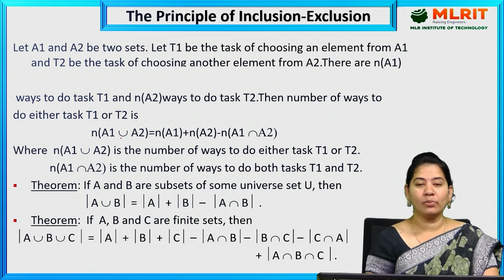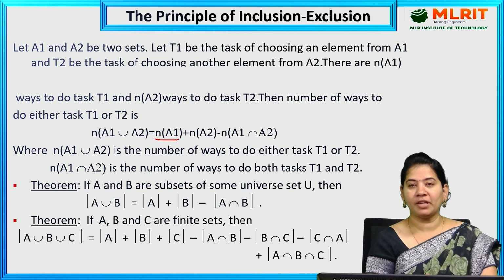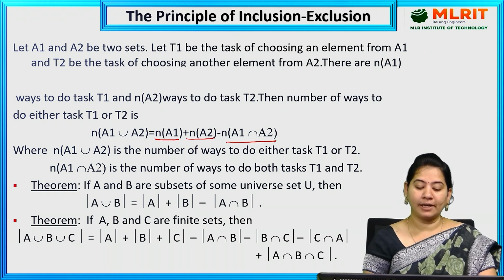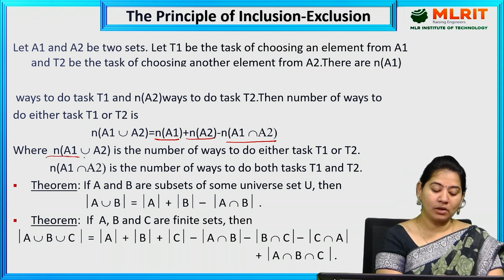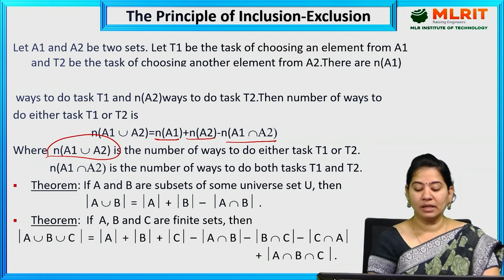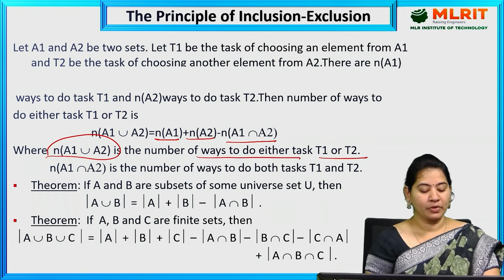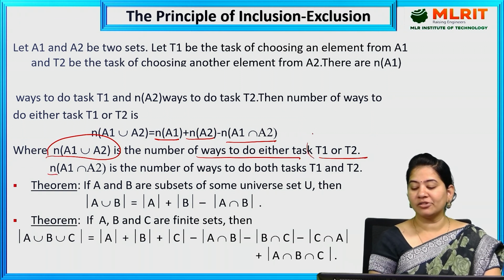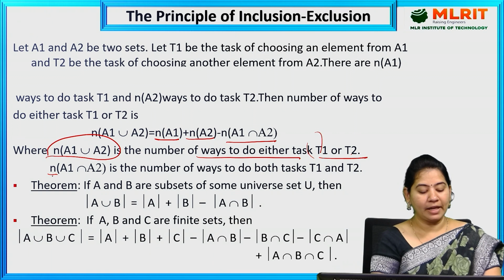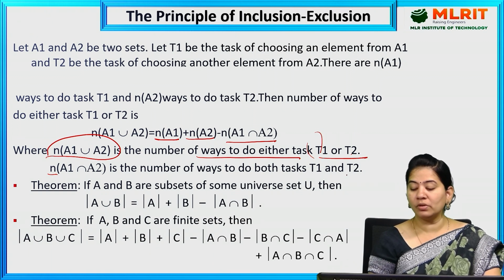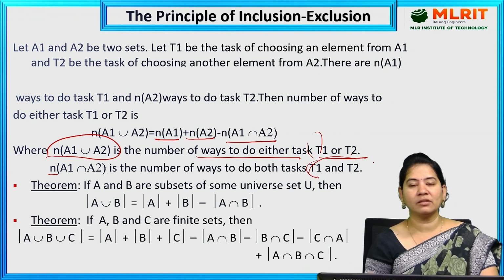So n of a1 union a2 is equal to n of a1 plus n of a2 minus n of a1 intersection a2. Now what is n of a1 intersection a2? n of a1 union a2 is the number of ways to do either task t1 or t2, and n of a1 intersection a2 is the number of ways to do both the tasks t1 and t2 at a time.